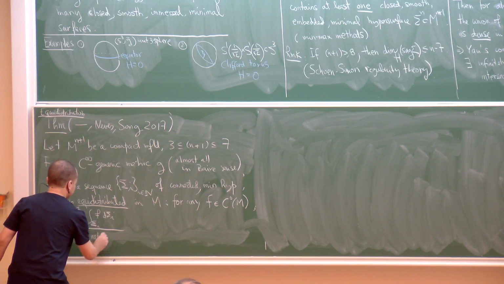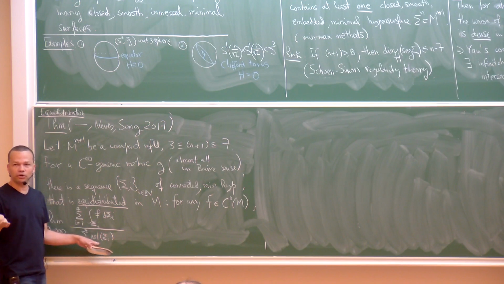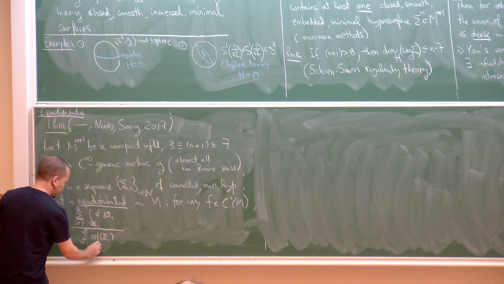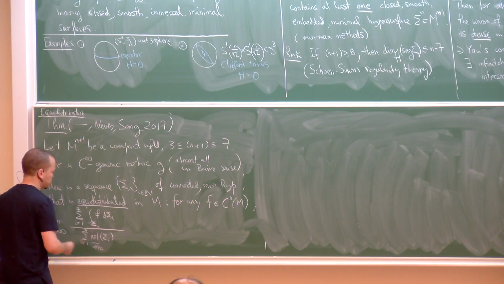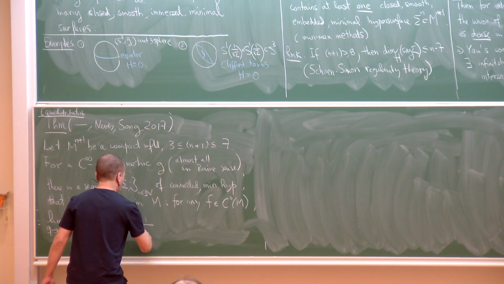Here I will use area or volume meaning the same thing. Sometimes I will write area, sometimes I write volume. It's the same thing. It's the n-dimensional area. So the limit of this thing is going to be 1 divided by the volume of N, times the integral of f.